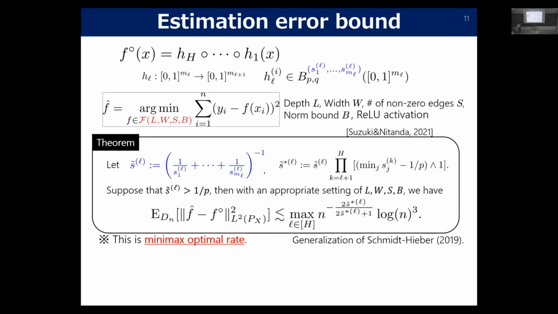So this is some more detail. This is a model where the functions are compositions of the unspecific Besov spaces. Then we consider the least squares estimators. We perform the least squares estimation in the set of neural networks, with some restriction on the depth, the width, and the number of non-zero components of the weights.